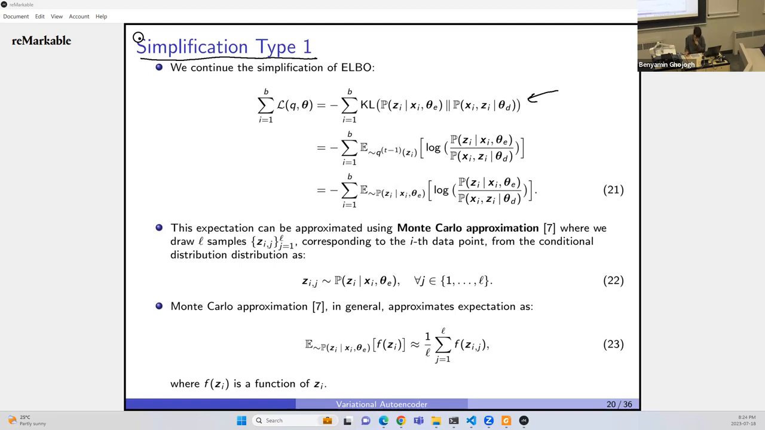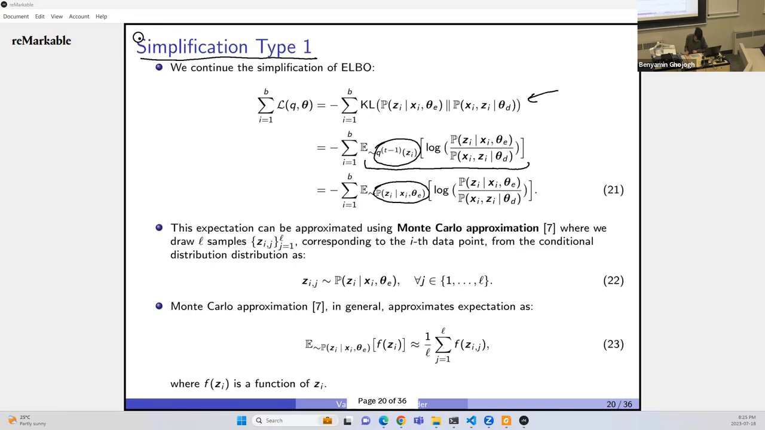And now, what do I do? Yes, there is a relation between KL divergence and expectation. You can write KL divergence as its definition, which is an integral of something. Then you can see this integral as an expectation also. Then it becomes this. Then what do I do here? I'm replacing this Q with P of Zi given Xi. We had it, you remember? We had it here.